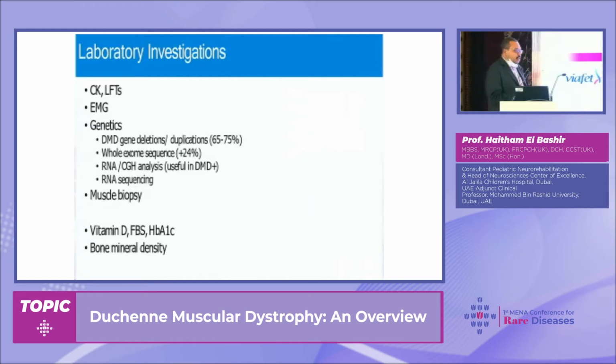You can do either neuromuscular panels, or you can do whole exome sequencing. And if you can get copy number variants as well, then that becomes really good. Muscle biopsy, I think there is still a role for it, but in very, very few patients.